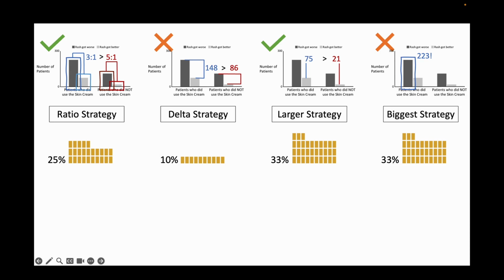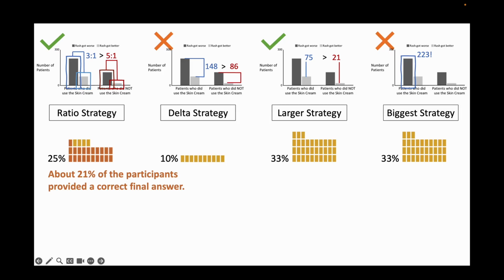Among the participants we surveyed, 25% of them used the ratio strategy, 10% used the delta strategy, 33% used the larger strategy, and 33% used the biggest strategy. The incorrect larger and biggest strategy are the most afforded by this bar chart design when participants reasoned to solve this problem.